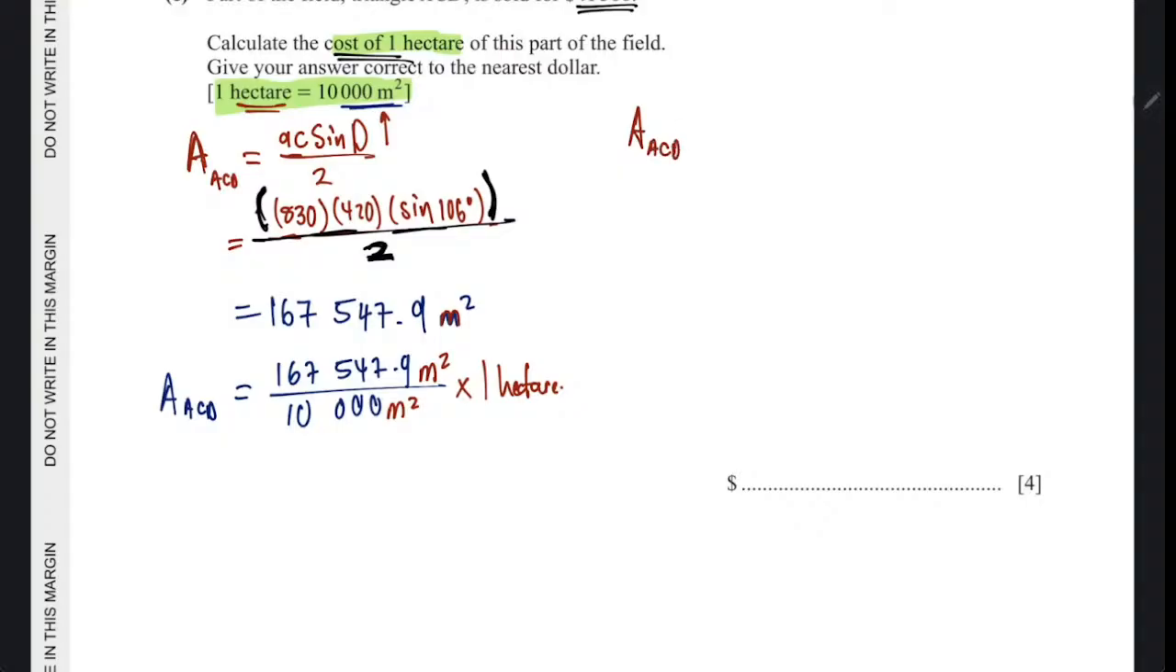What is 167,547.9 divided by 10,000? It is, move the comma 4 times. Isn't there 4 zeros? You move the comma 4 times. 1, 2, 3, 4. It is 16.75479 hectares.